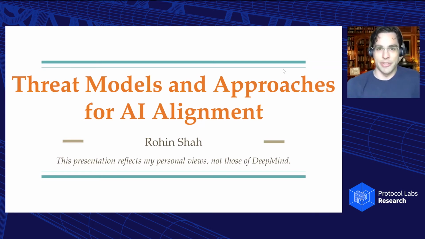Our speaker today is Dr. Rohin Shah. Dr. Shah works as a research scientist on the technical AGI safety team at DeepMind. He completed his PhD at the Center for Human Compatible AI at UC Berkeley, where he worked on building AI systems that can learn to assist a human user, even if they don't initially know what the user wants.